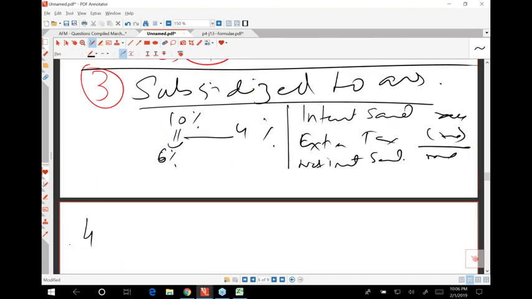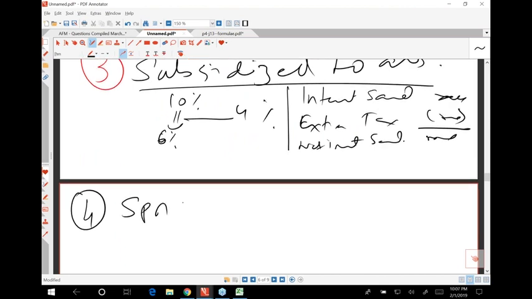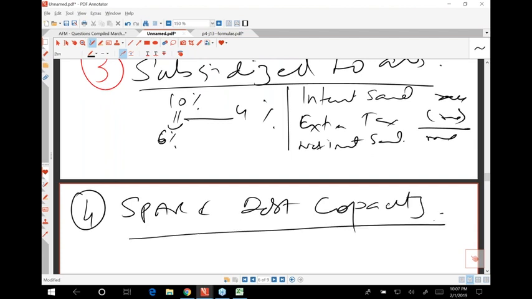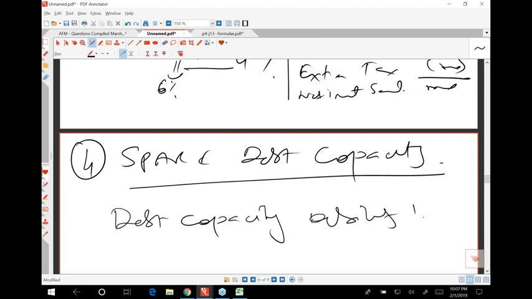Lastly, the fourth one of them is basically spare debt capacity. Now, what do you mean by spare debt capacity? At times, due to undertaking a project, your debt capacity increases. Now, what is this debt capacity? This is the ability to borrow. So the debt capacity is your ability to borrow.